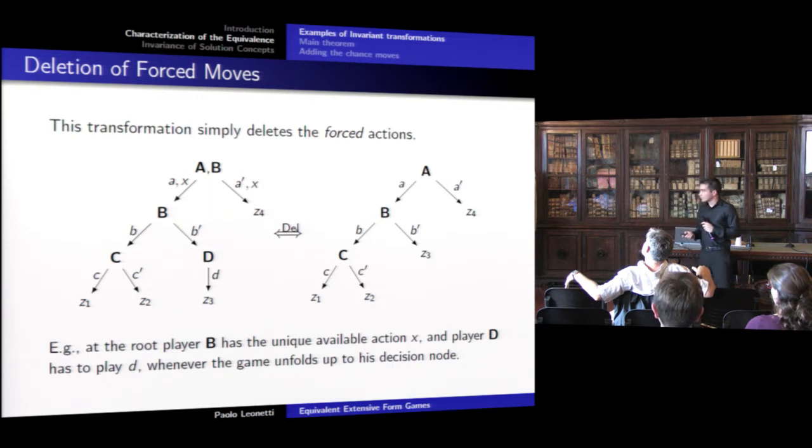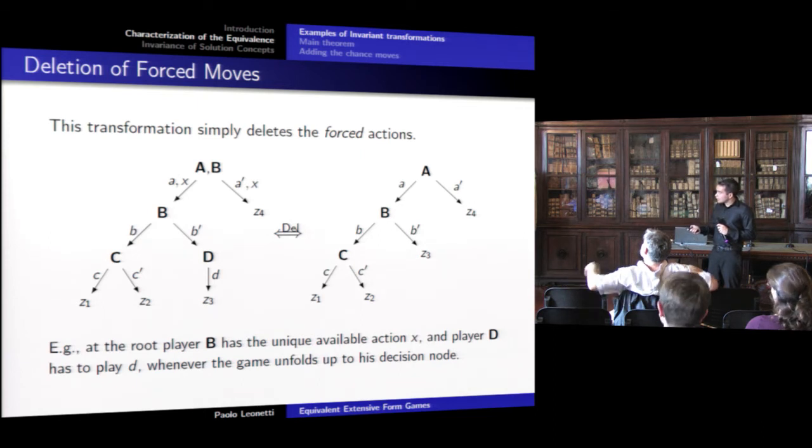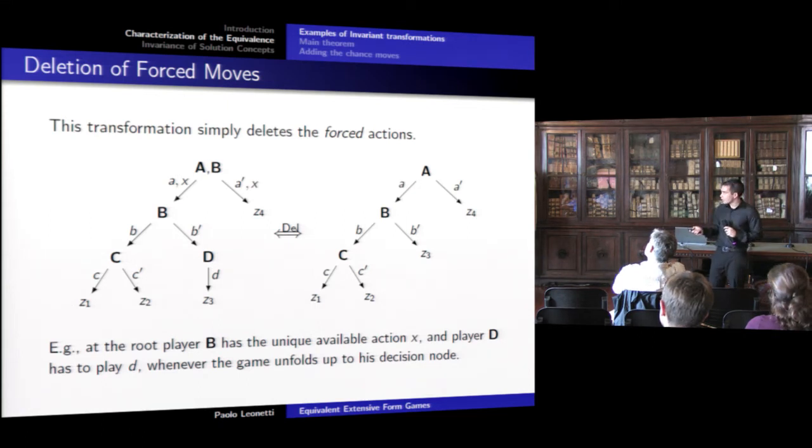There is another transformation that is just a technicality. It's when there is a player who has to choose by force the same move, just one action. For example, here, player B has to choose by force the action X. And here, by force, player D has to choose action small d. If we delete the action of player B here and completely delete player D here, then the reduced normal forms of these two game structures are isomorphic. And we should notice that also the set of players is changing here.